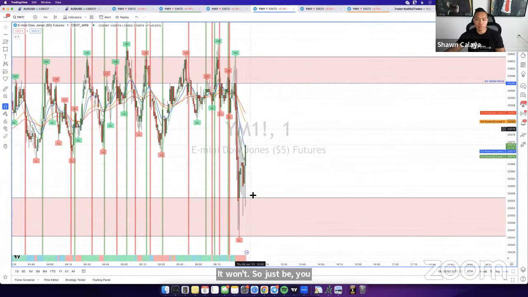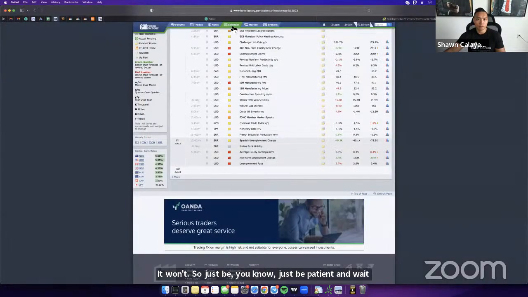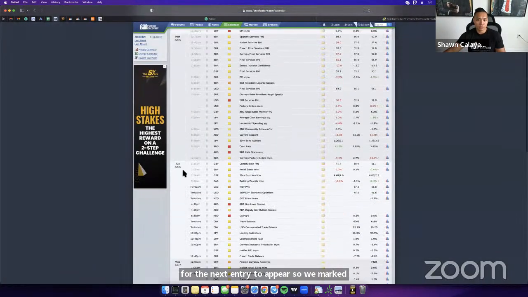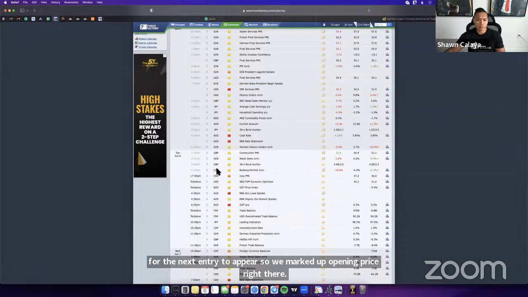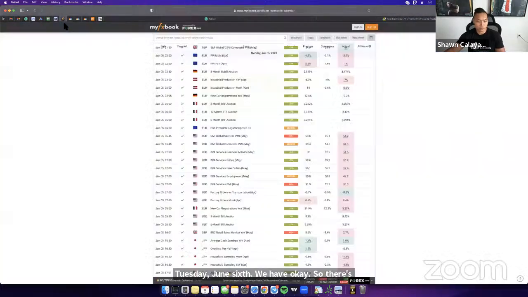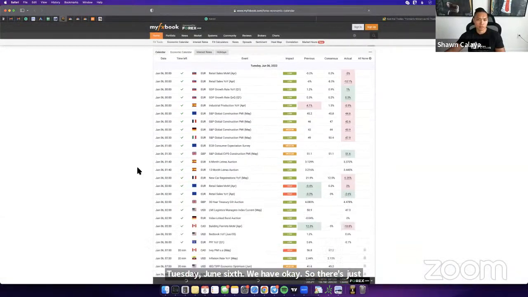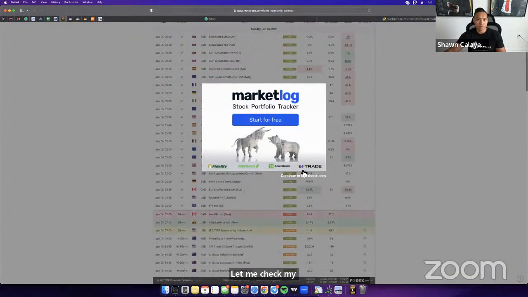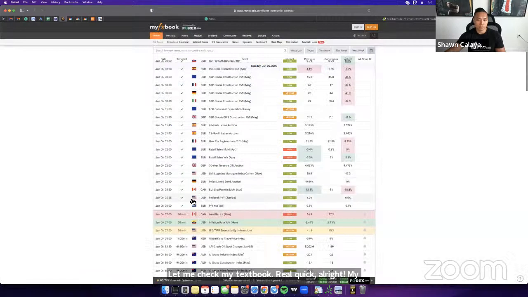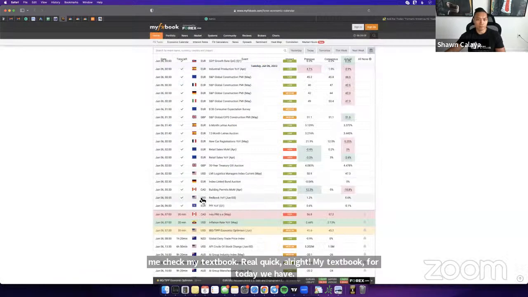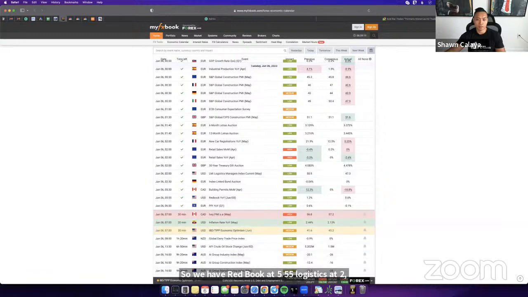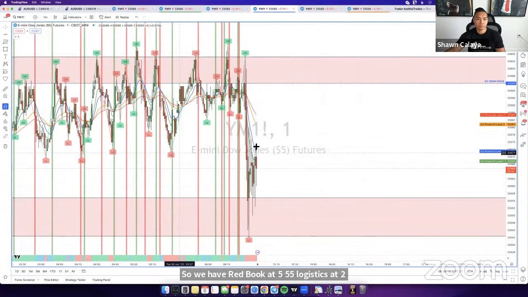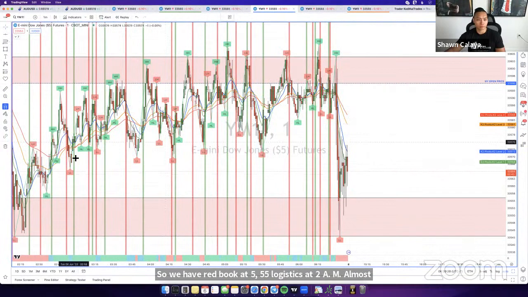So we marked up opening price right there. Let me check the news calendar real quick. I don't think there's any news for today, Tuesday, June 6th. Okay, there's just tentative news here, but nothing official. Let me check my FX book real quick. My FX book for today, we had Red Book at 5:55, logistics at 2 a.m. I'm going to mark those up. So 2 a.m., 5:55.